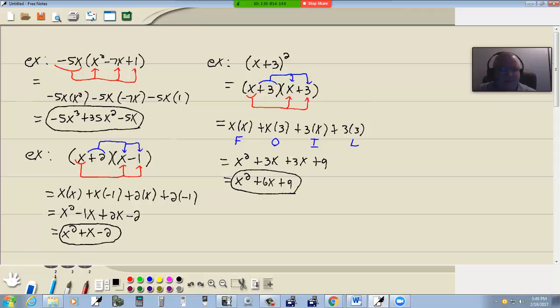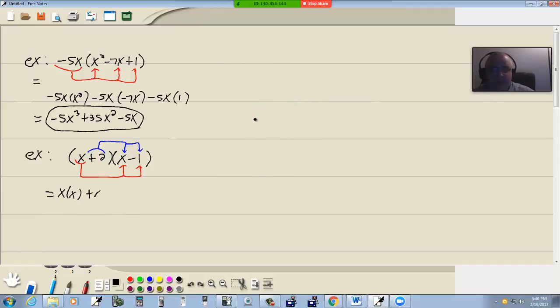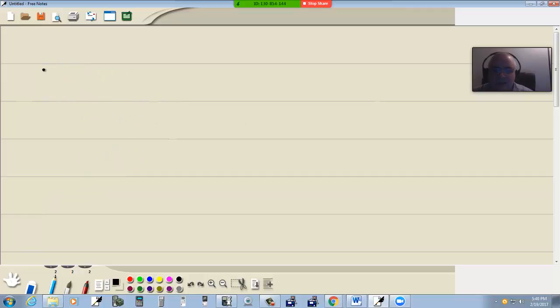Now, I don't cover FOIL a lot. I like to show one example of it, but I like the line method because it doesn't matter how many terms you have. For example, if I had something that looked like this right here. We had x minus 1 times x squared minus 7x plus 2.